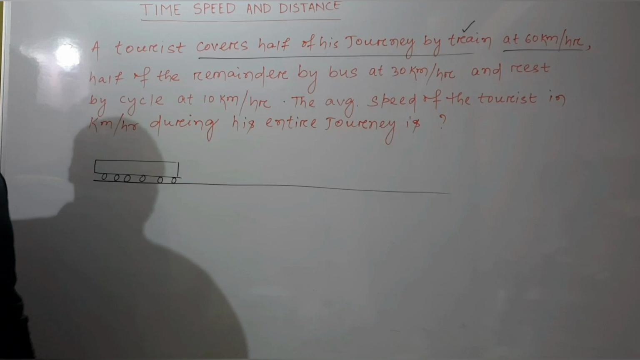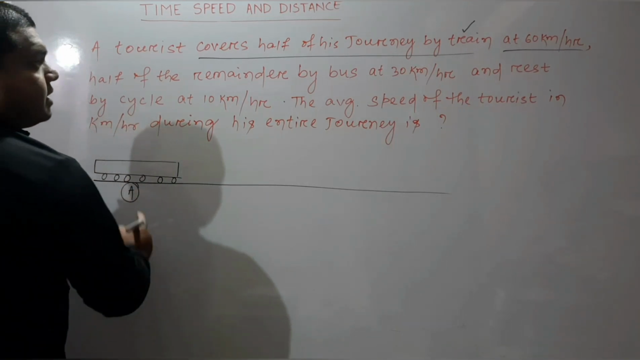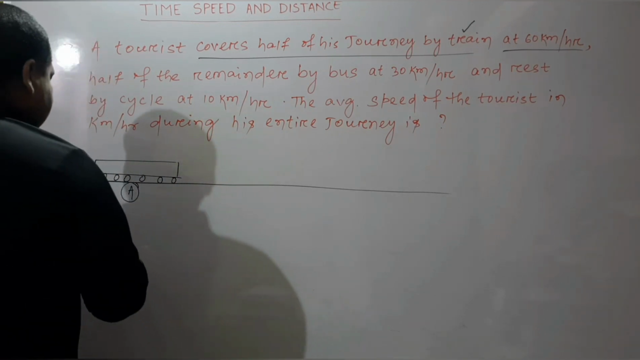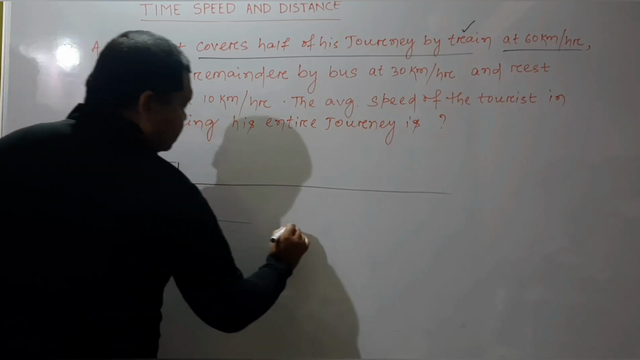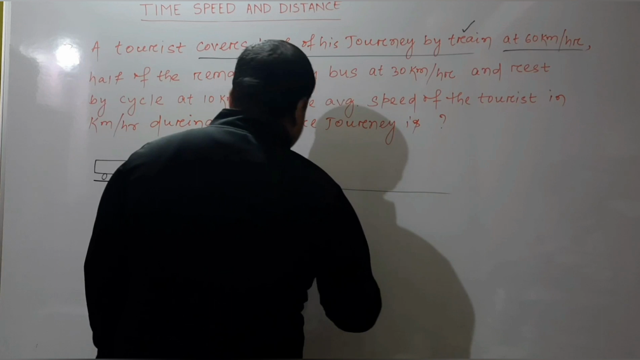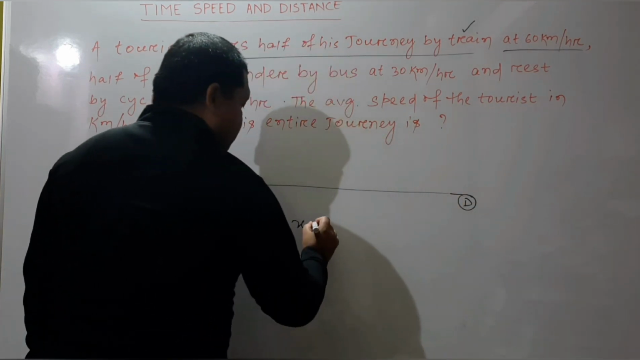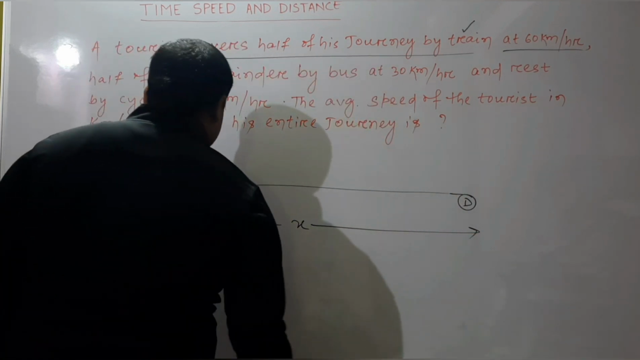Okay. And this position is let A. Here the tourist covers half of his journey. Distance is not given directly. Let's assume the total distance is X. Suppose the initial position is A and this one is D, and the distance is X kilometers. Let's assume that.